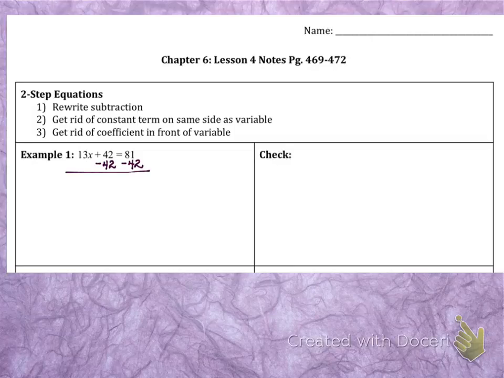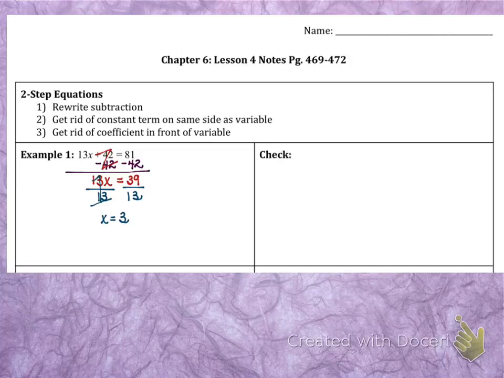So I'm going to draw my line. 42 minus 42, these zero out. And on the right side, I get 39. And on the left side, 13x is still left. Now my second step is to get rid of that 13 in front of my x. And you may remember from one-step equations that there's multiplication in between these two. So to get rid of 13, we're going to do the inverse operation, divide by 13 on both sides. When I do that, the 13's cancel. They're really just a 1, and we get x equal to 39 divided by 13, which is 3.